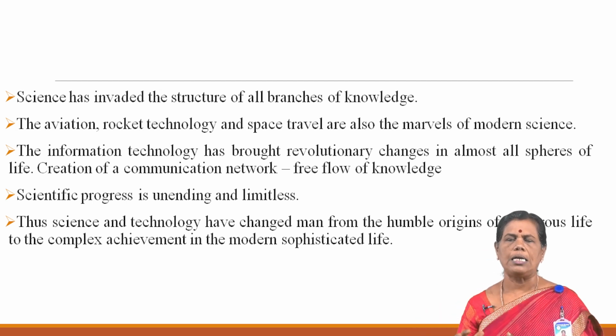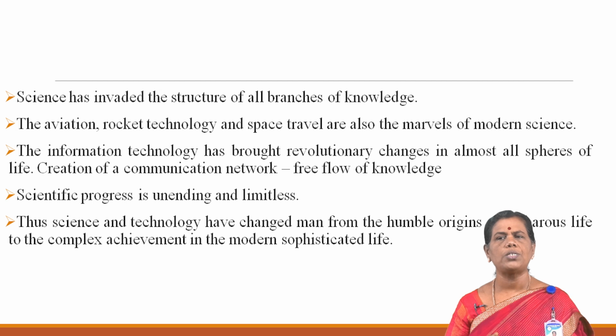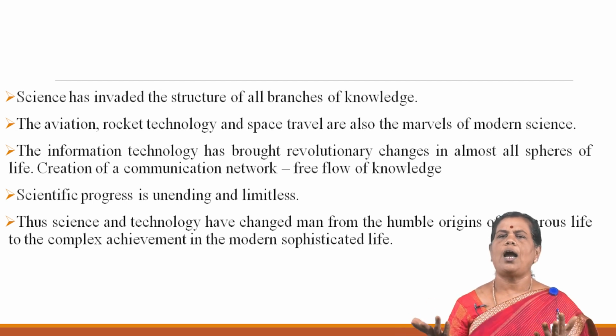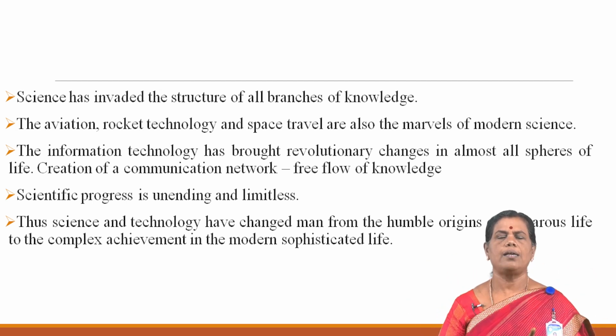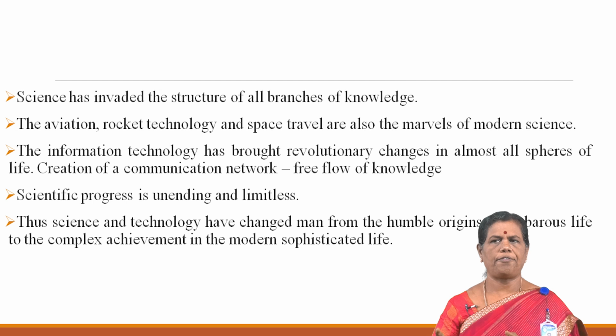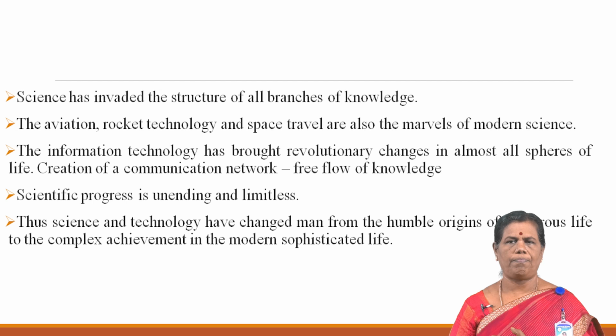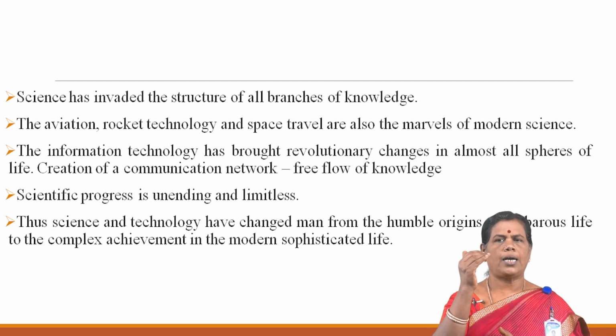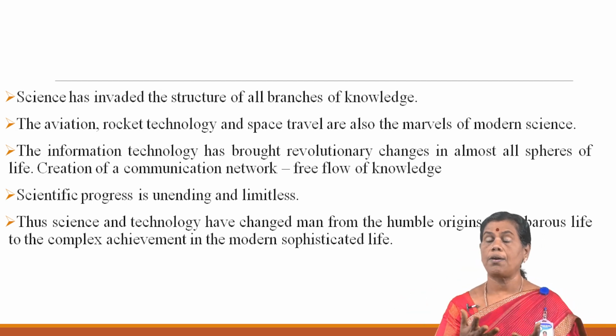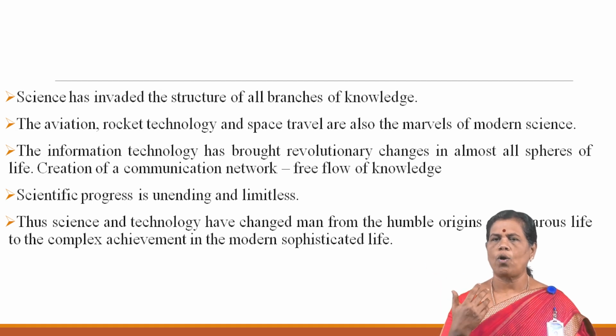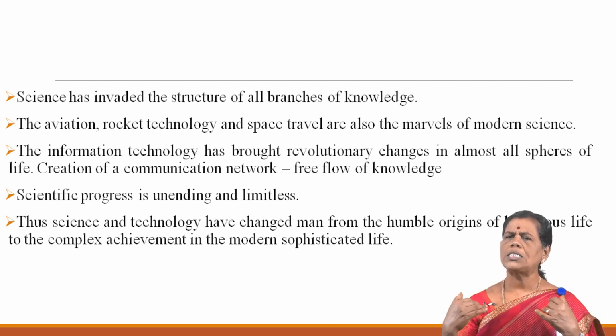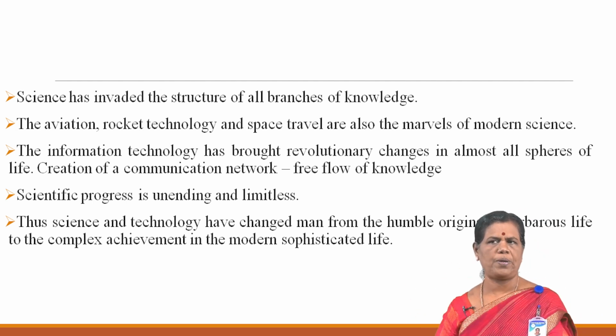All branches means what? In the field of physics, and in the field of chemistry, and then in the field of biology. And so the science dominated, invaded means what? Dominated the structure of all branches of knowledge. The aviation, rocket technology, and space travel. These are all called the marvels of modern science. Marvels, that is aviation. You know aviation, the aeroplane was discovered by the Wright brothers, and rocket technology. India has made vast progress in rocket technology and space travel.